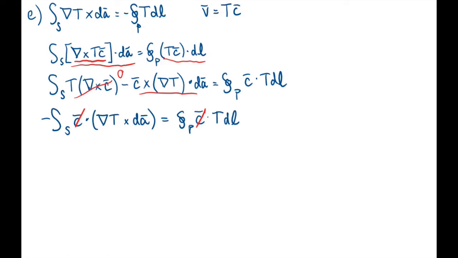So canceling that and moving the negative sign from the left-hand side to the right-hand side gives us that the gradient of t cross dA integrated over a surface is equal to the negative path integral of t around the boundary of the surface. And that's the result we were looking for.